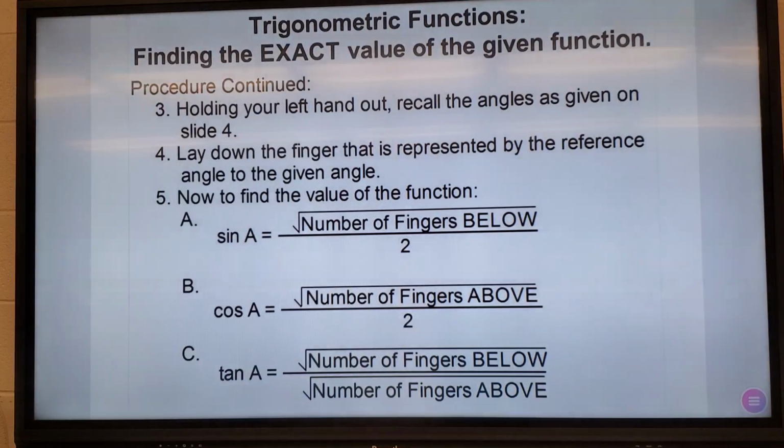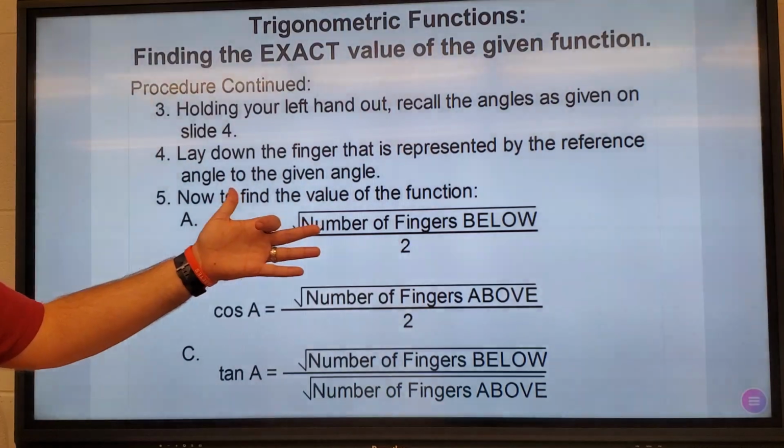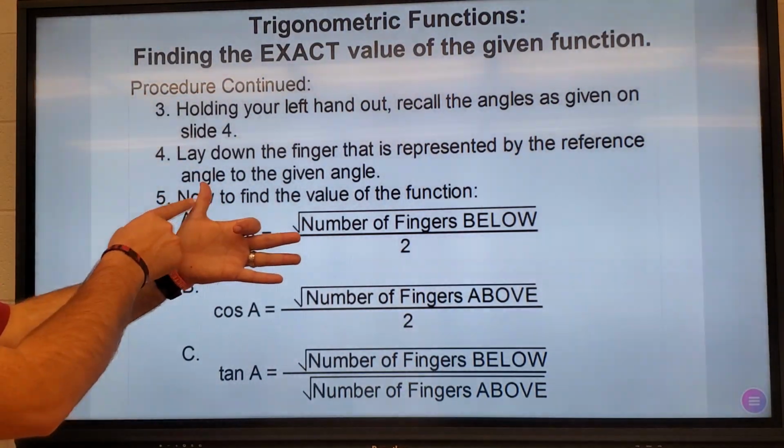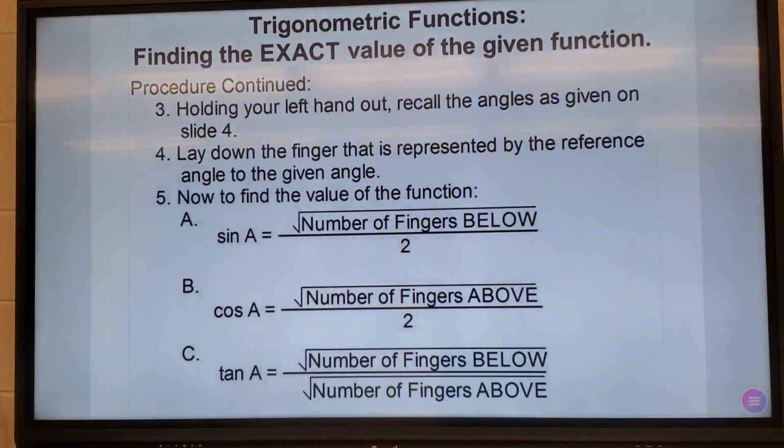Okay, cosine of A is similar, but now I'm going to take the square root of the fingers above. So again, using that 60 degree reference that I just had, I'm going to put down my 60 degree finger. I'm going to count the fingers above my finger that's down, and I only have 1. Okay. The square root of 1 can be simplified. So you would take the square root of 1 and get 1, and you would divide that by 2. So your answer there would be 1/2.